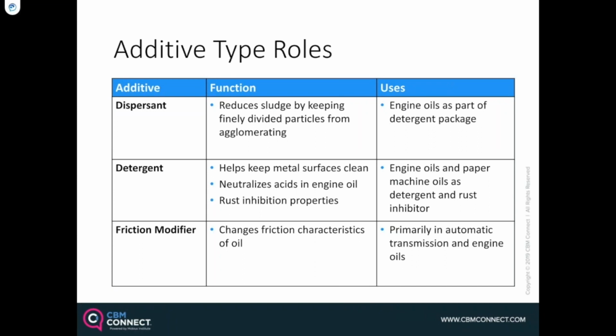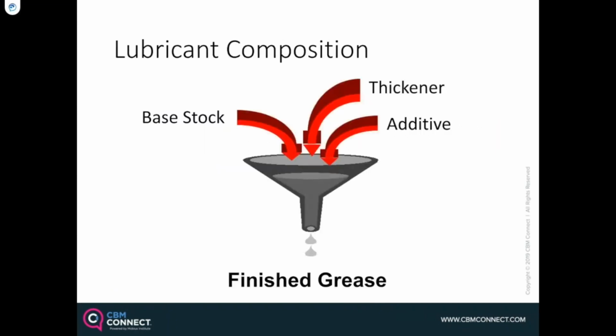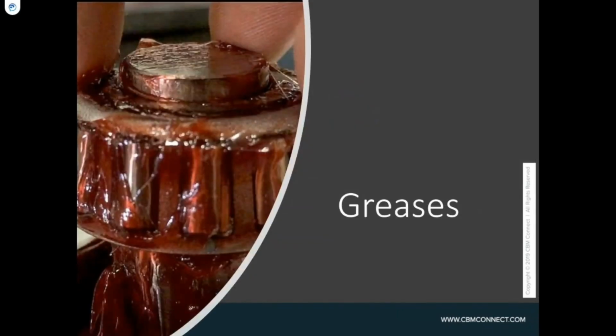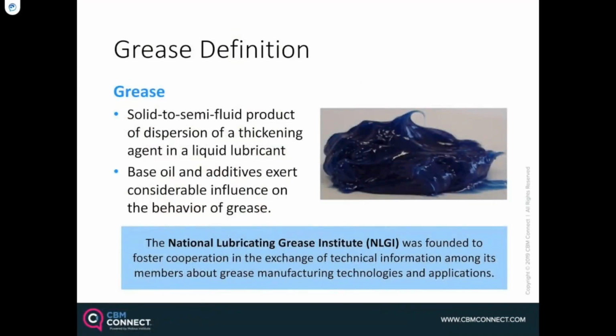Talk about what's in a grease, right? The grease. So as you can see from the slide, it has the base oil and the additive, but in addition, we add a thickener to the grease, or the grease contains a thickener, maybe more properly stated. It's a nice picture of some grease on a bearing. What's the definition of a grease? Solid to semi-solid product of a thickening agent in a liquid lubricant. The oil and the additive have a lot of influence over the behavior of the grease, but so does that thickening agent, and we're going to talk about it. The purpose of a grease is pretty much the same as an oil, where it's used to keep two surfaces from rubbing up against each other, causing friction and wear.